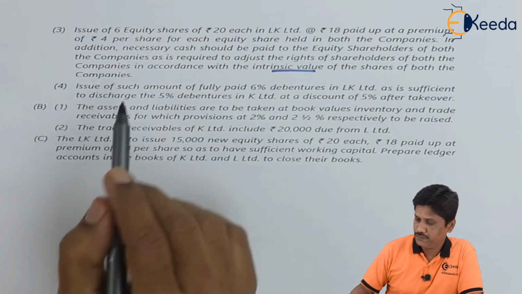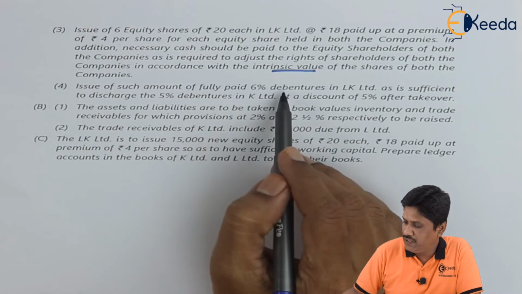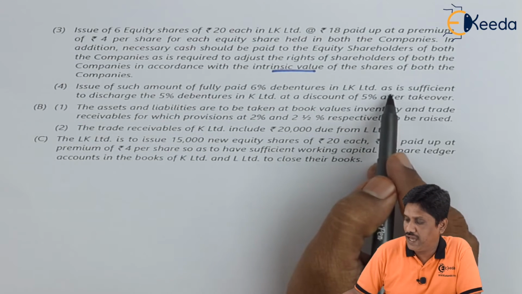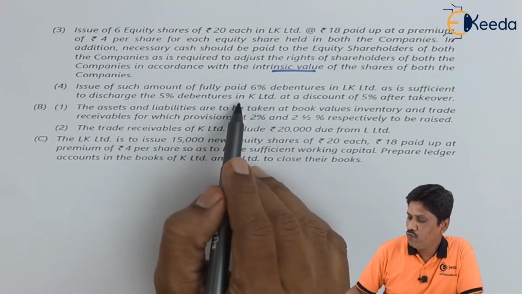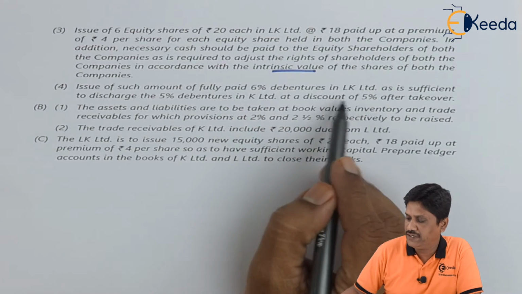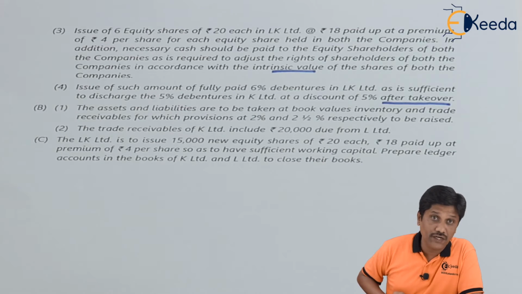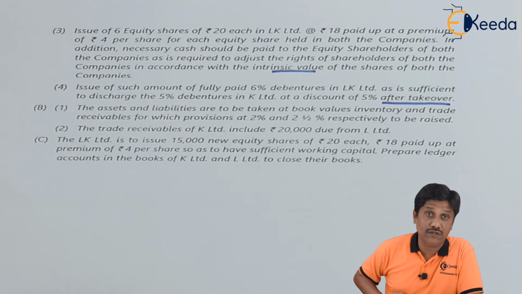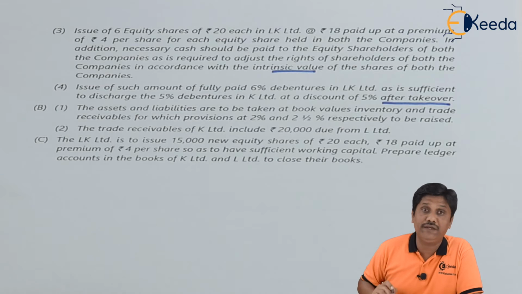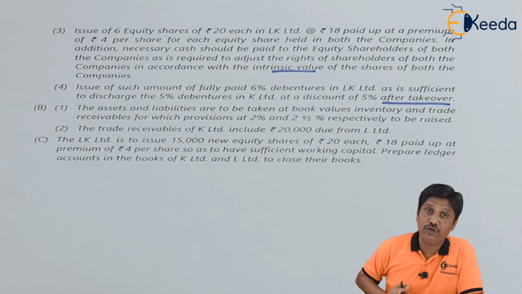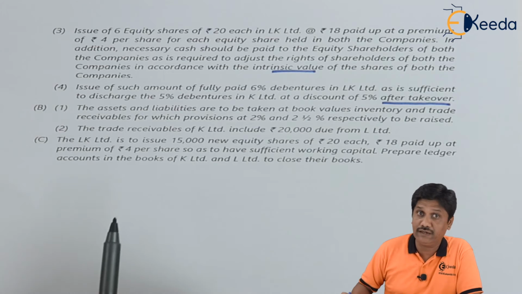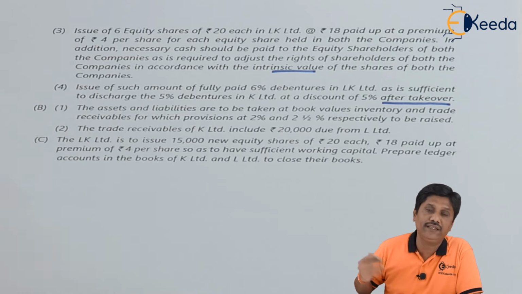Issue of such amount of fully paid 6% debentures in LK Limited as is sufficient to discharge 5% debentures of K Limited at a discount of 5% after takeover. Importantly, they will discharge our debenture holders after takeover. Our debentures will be taken over at par and after that they will discharge them at a discount. So you have to take care of that thing. It will be taken at par initially and then they will settle it at 5% discount. That is not our lookout.